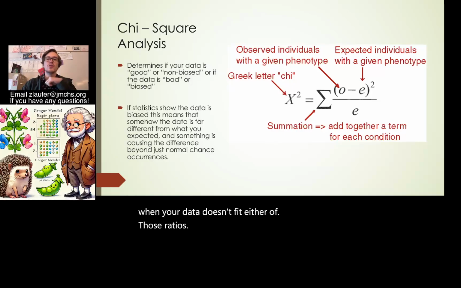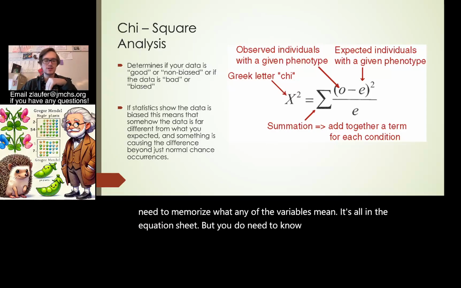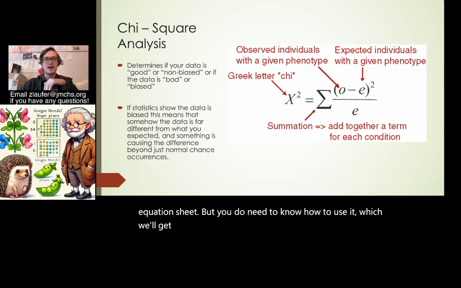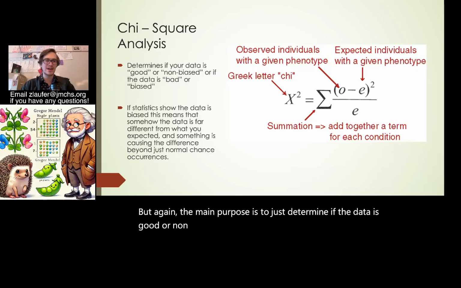So we have a formula. You don't need to memorize it. You don't need to memorize what any of the variables mean. It's all on the equation sheet. But you do need to know how to use it, which we'll get into. But again, the main purpose is to just determine if the data is good or non-biased, or if it's bad/biased.